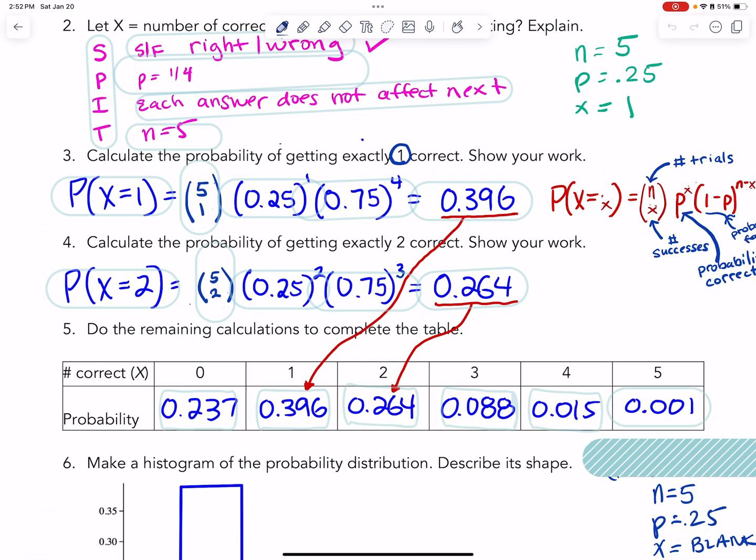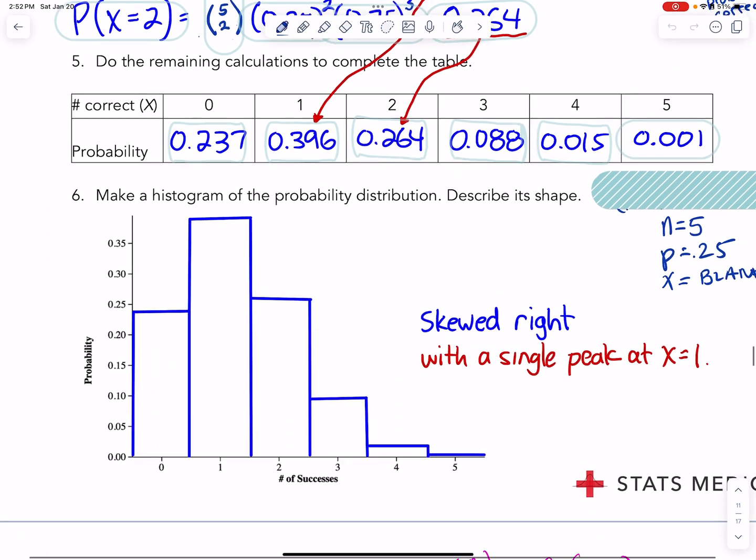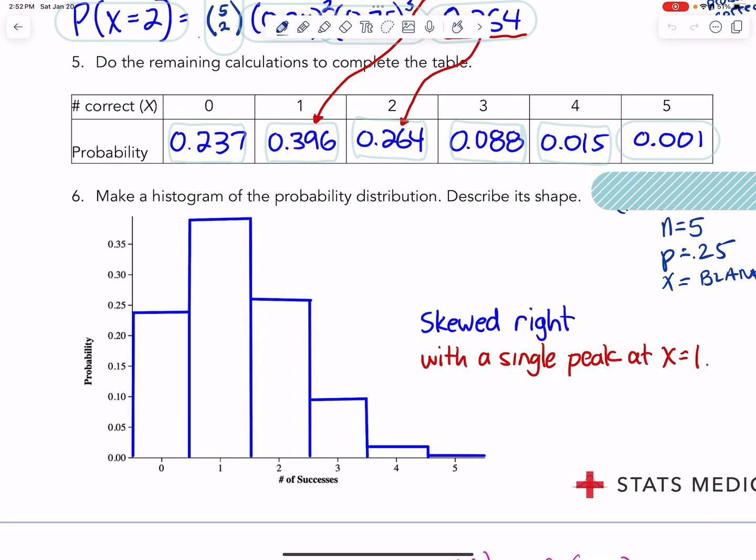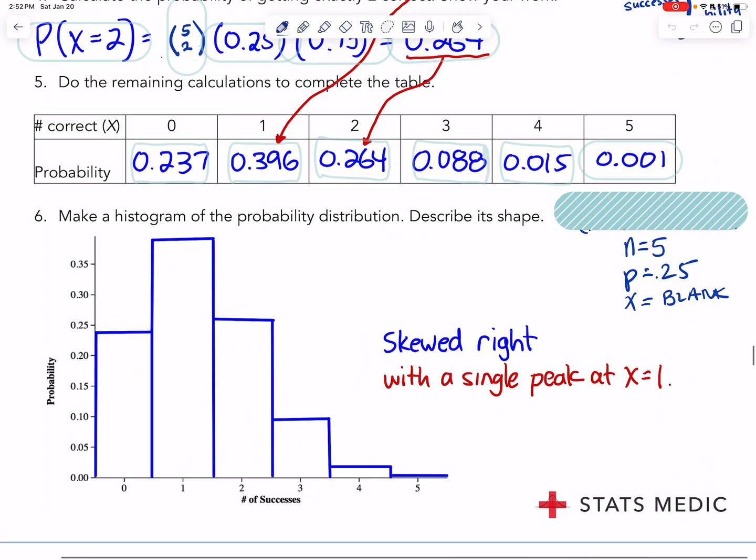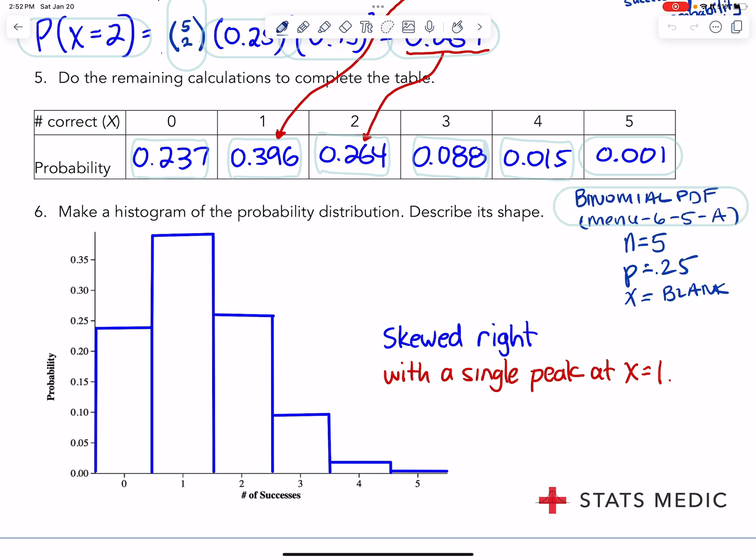Of course, you could just simply look at 237 and go, oh, that's a little less than 25%. Anyway, you can graph it by hand. You don't have to do it on the calculator. The shape is definitely skewed to the right. And I showed you how to do Binomial PDF, menu 65A, the way I just showed you.